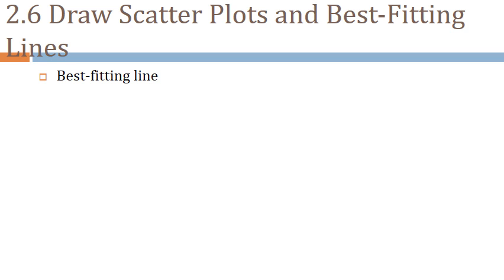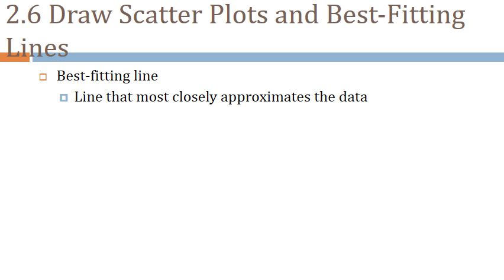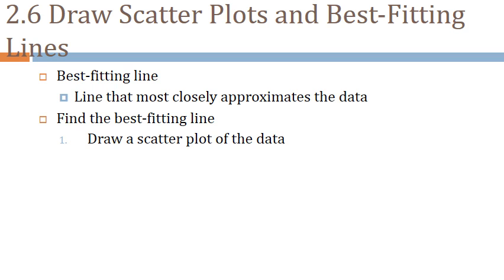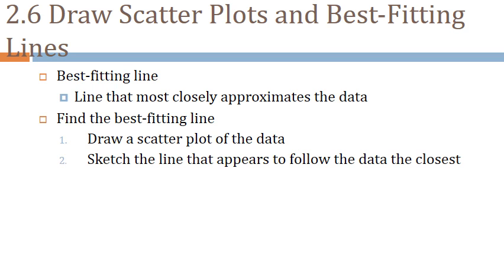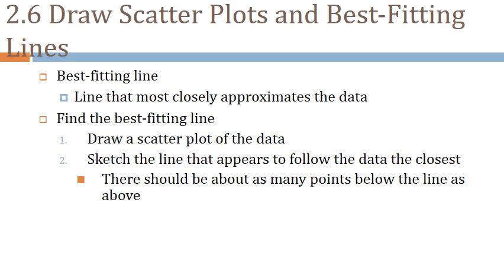If the points form a line, we often want to know the equation of that line. We call that the best fitting line, which is the line that most closely approximates the data. To find the best fitting line, first of all, draw a scatter plot of all your data. Then, sketch the line that appears to follow the data the closest. You need to use graph paper and a ruler to do this well. When you draw your line, there should be approximately as many points above the line as below the line, so that your line goes right through the middle.